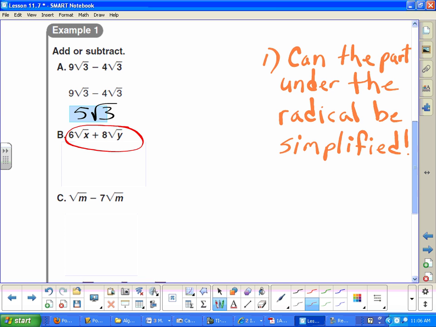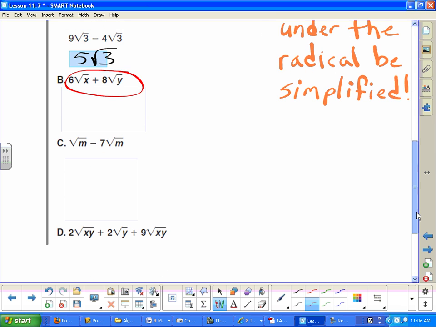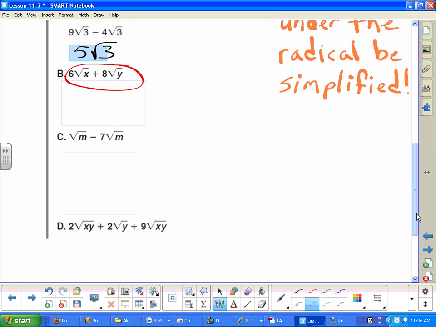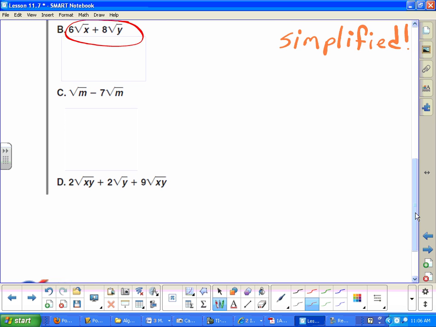Okay. Letter C. Square root of m minus 7 square roots of m. Okay. Yep. We have 1 here, and 1 minus 7 is negative 6 square roots of m. If what's under the radical is the same, then you can combine them.